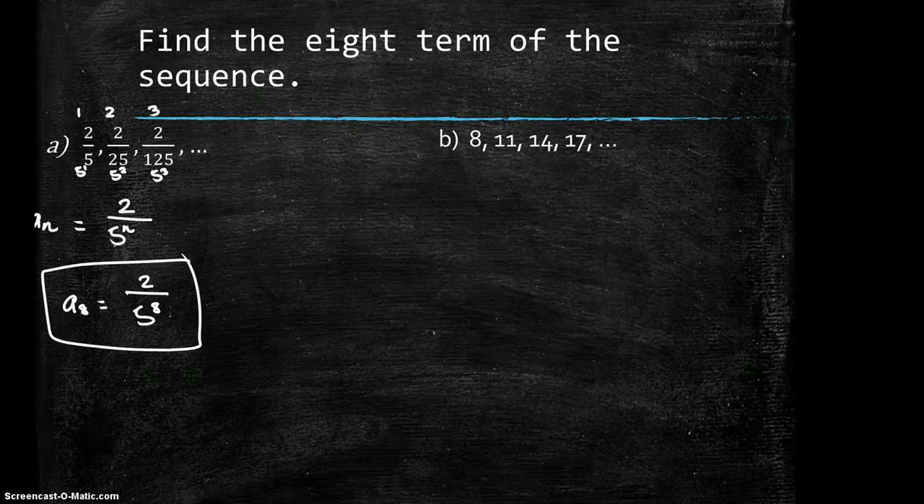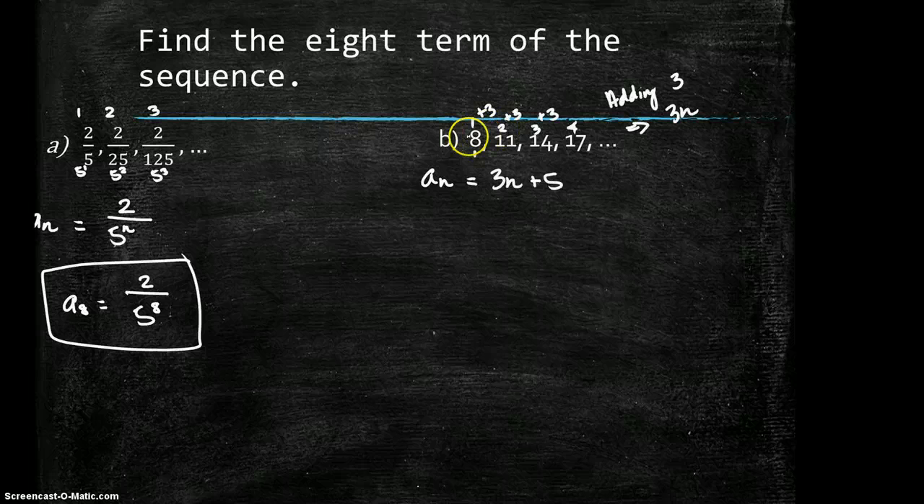It is 8, 11, 14, and 17. What I would like for you to do right now is to truly press pause after I finish the sentence and try to give me a rule for this one. What do you notice about the numbers, and what's a rule that you might use to express them?